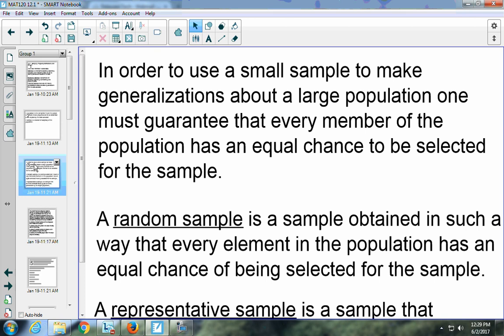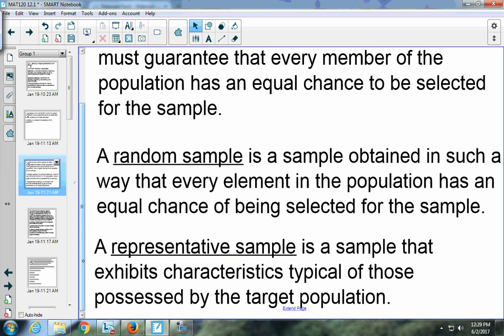In order to use a small sample to make generalizations about a large population, one must guarantee that every member of the population has an equal chance to be selected for the sample. We look at two things to decide whether something is a good sample. We want it to be both random and representative. A random sample is a sample obtained in such a way that every element in the population has an equal chance of being selected for the sample. A representative sample is a sample that exhibits characteristics typical of those possessed by the target population.